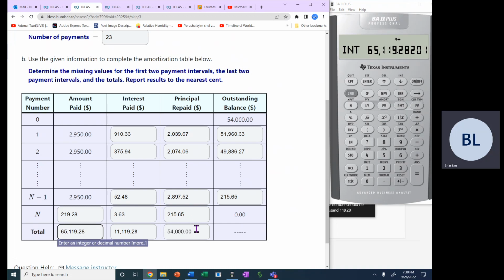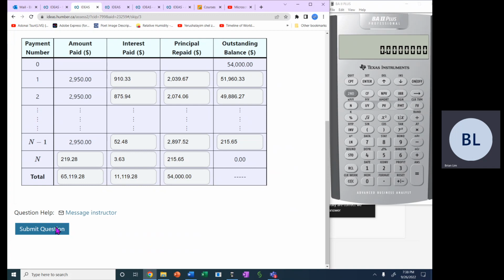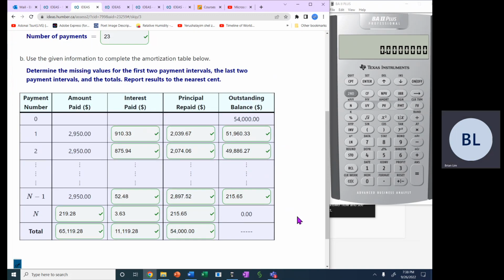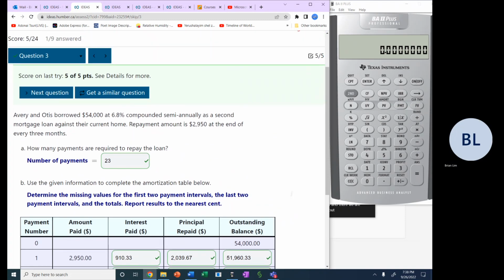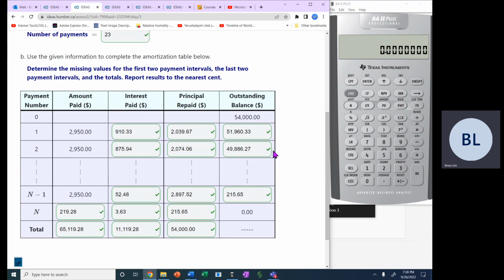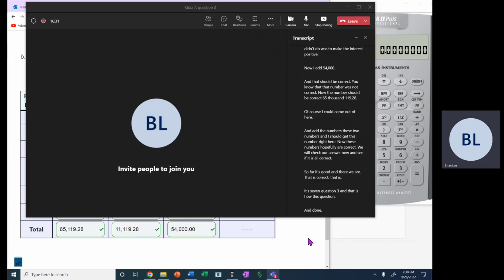65,119.28. Now, of course, I could come out of here and add these two numbers, and I should get this number right here. Now, these numbers hopefully are correct. We will check our answer now and see if it is all correct. So far, it's good, and there we are. That is correct. So that is question 7, question 3, and that is how this question is done properly, okay?